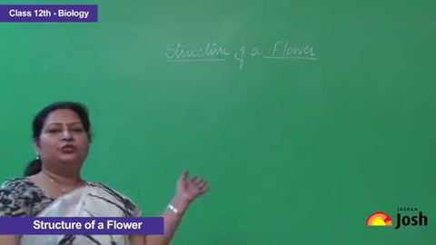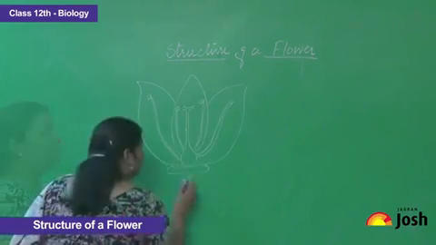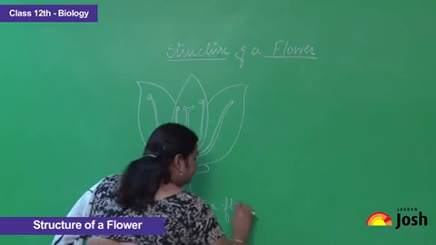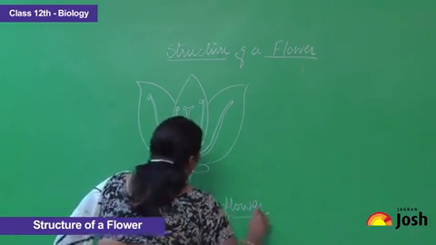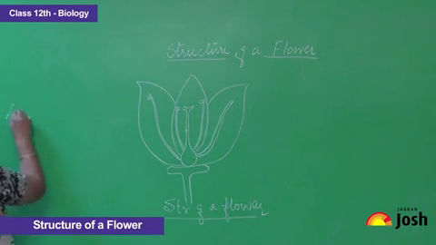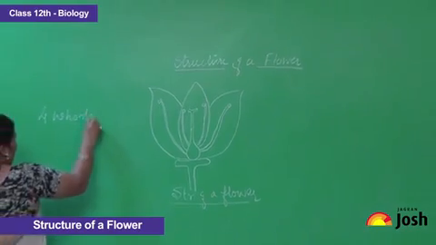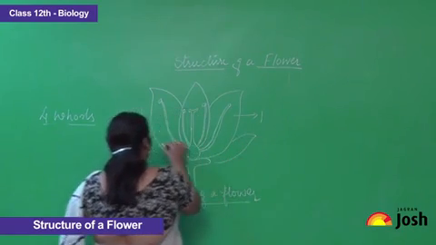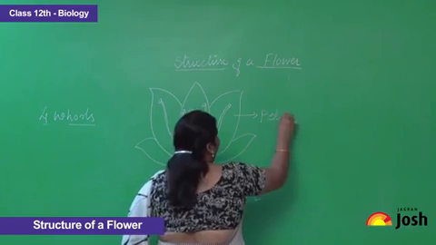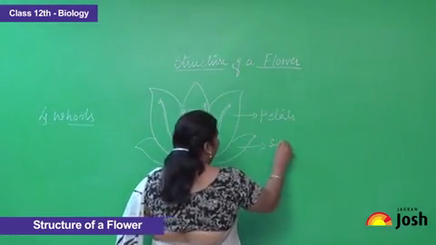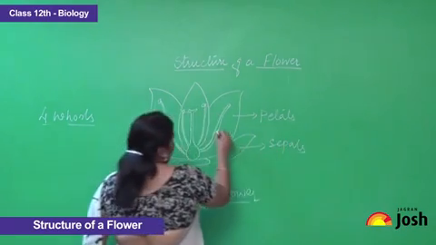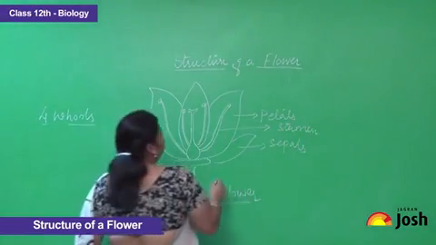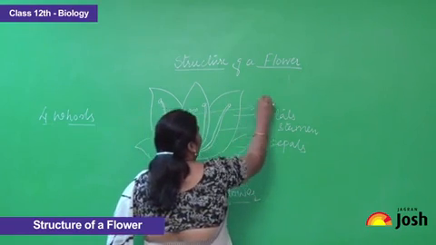Let us have the structure of a flower over here. Let me draw the diagram. You can see this is a structure of a flower. A flower has basically 4 whorls. These are its petals, sepals, stamen, and this is pistil.